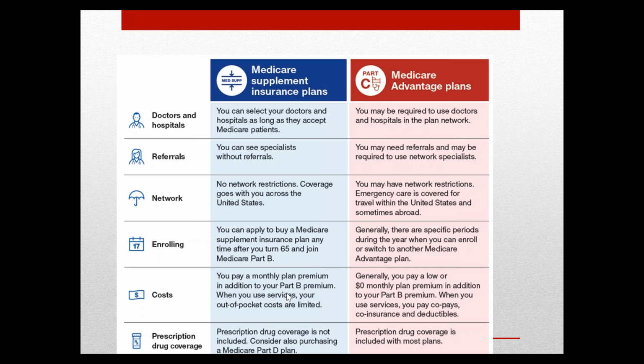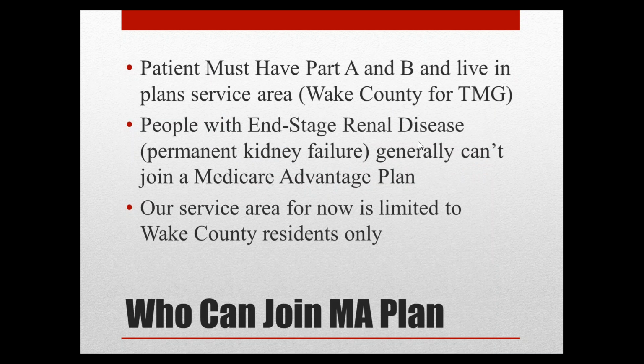Again, in the cost, you're going to pay a monthly premium in addition to your Part B premium. With Medicare Advantage, many times these are 0 monthly premiums. You still have to pay your Part B premium, but that's pretty minimal compared to the other costs. And then again, prescription drug coverage is not covered under traditional Medicare. So we have about 70% of our patients, 65–70%, still using traditional Medicare, when a lot of them would do a lot better in Medicare Advantage plans.